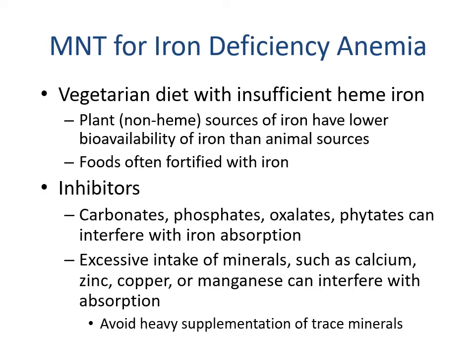Now, other things that can interfere with iron absorption are carbonates, phosphates, oxalates, and phytates. Excessive intakes of minerals such as calcium, zinc, copper, or manganese can also interfere with absorption, and we want to avoid heavy supplementation of trace minerals. This is because iron typically has a 2+ charge, and there's a specific transporter, DMT1 or divalent metal transporter, which all of these minerals compete for. Because they have the same electrical charge, in essence the transporter gets clogged up. If it's fully saturated with zinc, there's no room for iron, or vice versa.